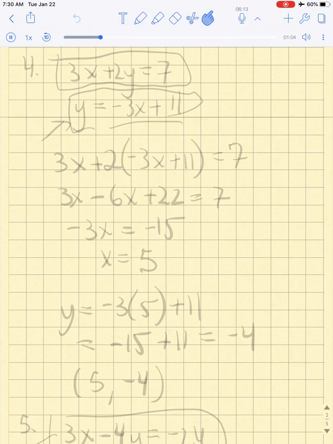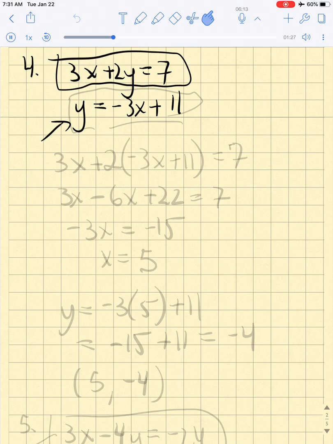Moving on to number 4. We have 3x plus 2y equals 7. And we have y equals negative 3x plus 11. So it's a substitution again because we have this one in terms of y. So I'm going to go into the first equation with the right-hand side of the second equation.